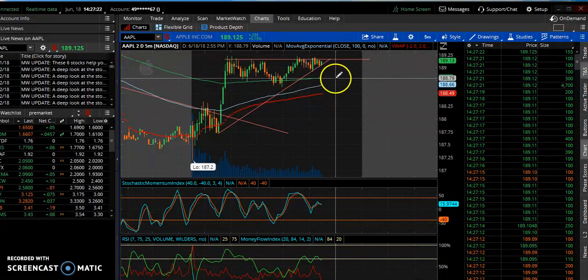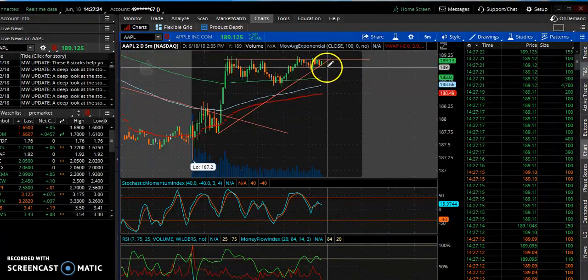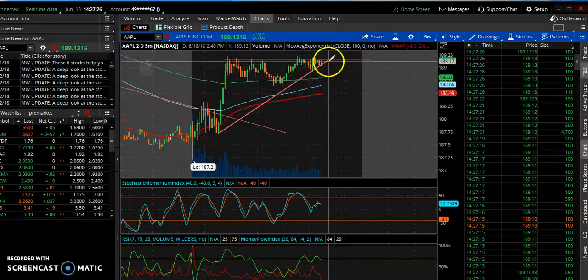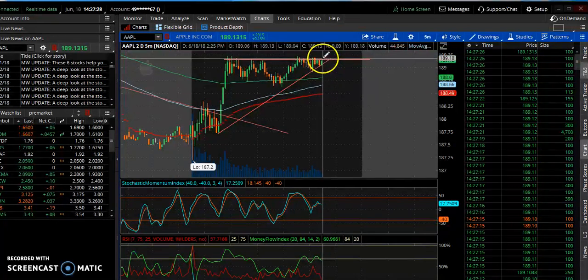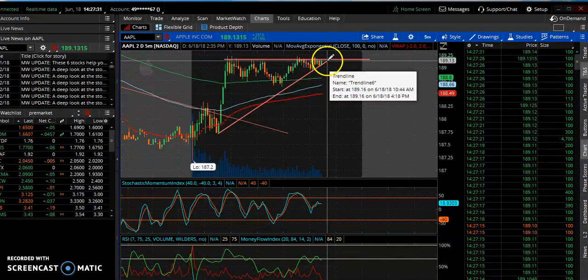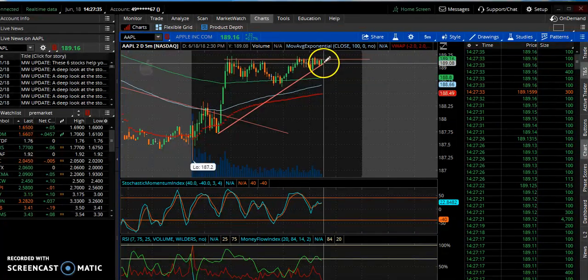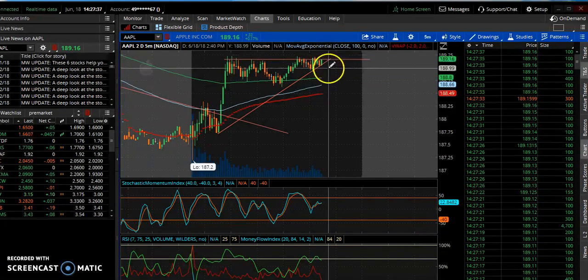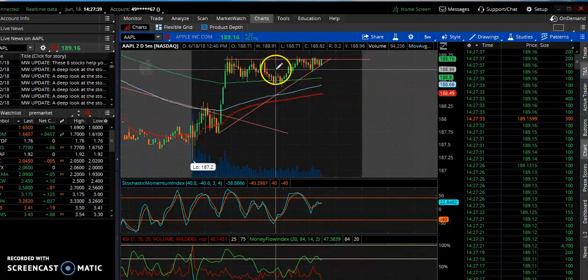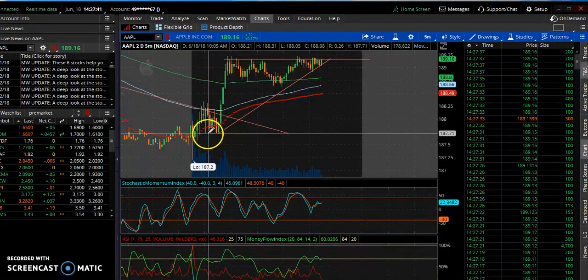And as you see here, watching Apple, it's respecting the pattern nicely. It's getting a nice push. If we wait for another minute or so, another 5 minutes, it's going to either jump up to the upside or jump to the downside, respecting the pattern that is forming here.